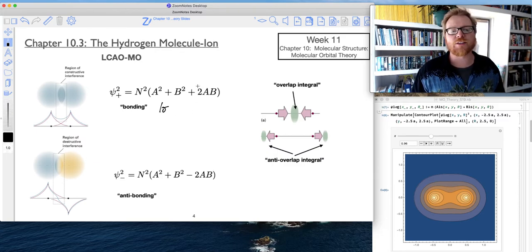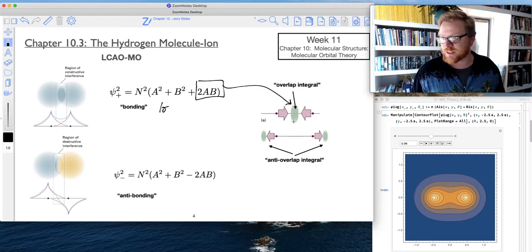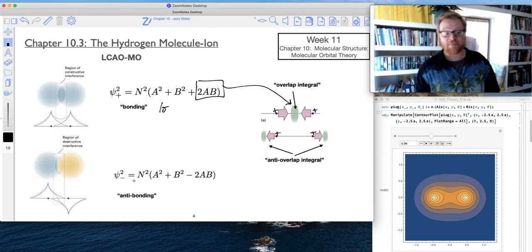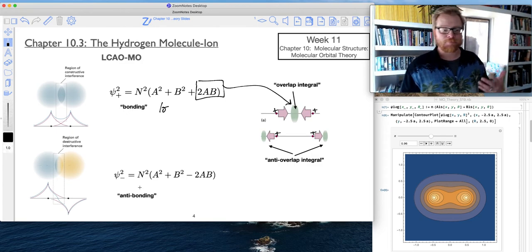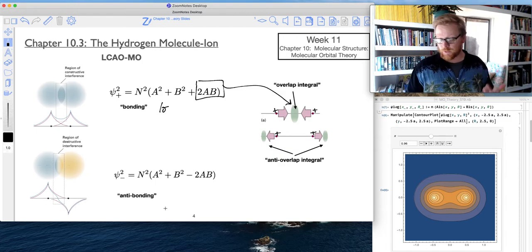And the way we view this overlap integral, this 2ab, this function describes that enhanced electron density that we see right there, okay? And on this picture right here, each of those dots represents the nuclei. So I'll put positive charges there next to them, okay? Well, the psi minus state is the antibonding sigma orbital, okay?